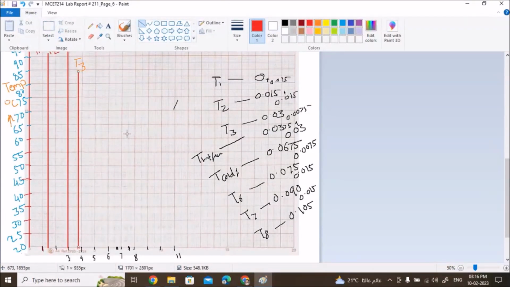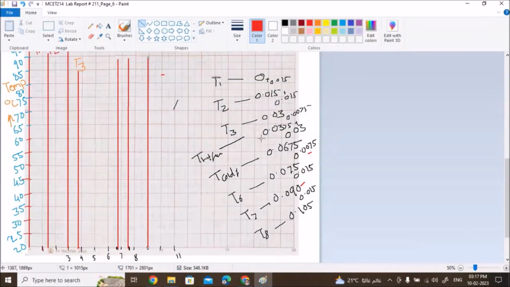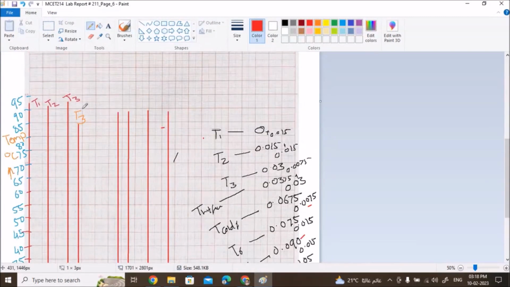So this is T hot face, T cold face is 0.0675 here. This is cold face. Then again T6, 0.75 here, 75, then 9, and then 10.5. This is a T3, and this is T hot face, and this is T cold face, and this is T6, T7, T8.